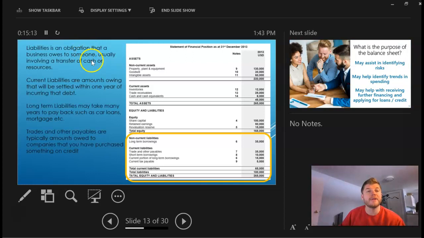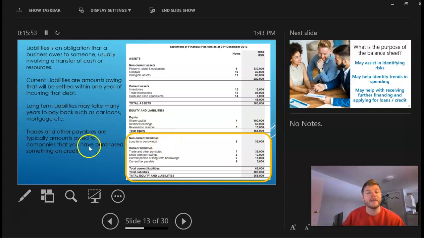And then liabilities. Liabilities are an obligation that a business owes to someone, usually involving a transfer of cash or resources. Current liabilities are something that you will want to pay off within 1 year of incurring that debt. Anything over 1 year, like a car loan or a mortgage, is going to be a long-term liability. Current liability is within 1 year. That's most things, that's your Rogers bills. Even if you borrowed $50 off somebody and said, I'll pay you back in 2 weeks, that's a current liability. Long-term may take many years to pay back, such as car loans, mortgage, just like I said.